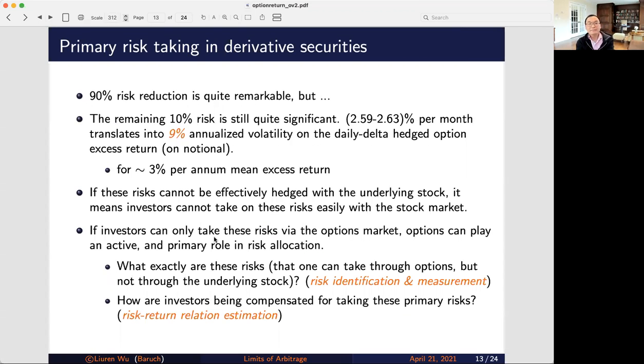So, although 90% risk reduction is still very remarkable, there's still about 10% risk left. If I convert this 2.6% risk to an annualized number, it's about 9% risk, right? For a 3% average premium per year. So the Sharpe is not very high, but there's still significant risk left, right?